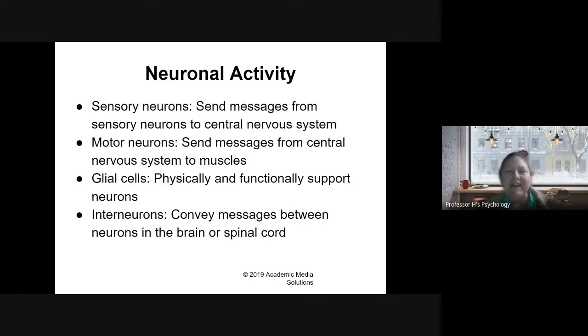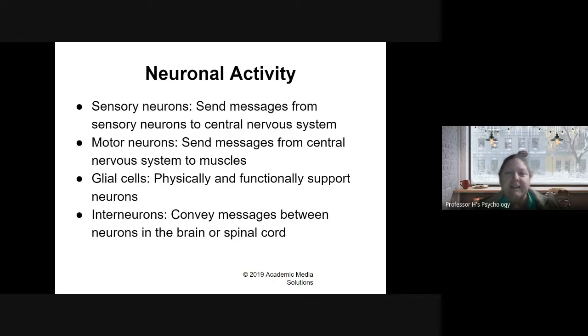Hello everybody, welcome back. In this video, we're going to talk about neuronal activity. So we're going to talk about the neuron, we're going to talk about glial cells, and we're going to talk about how they communicate with each other. I don't think we're going to get into the action potential on this video. I'll probably do another short video to talk about the action potential because I'm trying to keep these videos nice and short, a little more palatable to watch. So let's go ahead and get started.